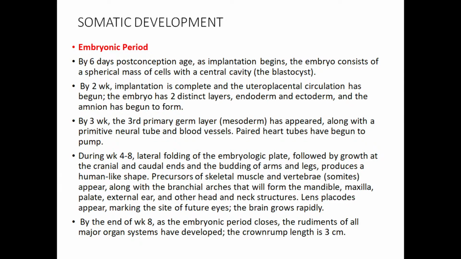By 6 days post-conception age, as implantation begins, the embryo consists of a spherical mass of cells with a central cavity, the blastocyst. By the second week, implantation is complete and uteroplacental circulation has begun. The embryo has two distinct layers, endoderm and ectoderm, and the amnion has begun to form. The third week, the third primary germ layer, mesoderm, has appeared, along with a primitive neural tube and blood vessels. Paired heart tubes have begun to pump.